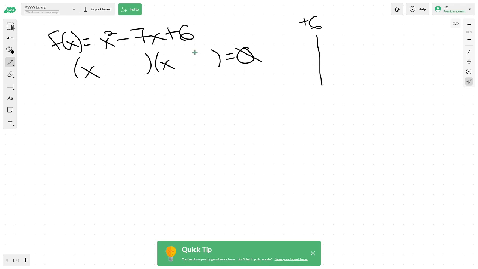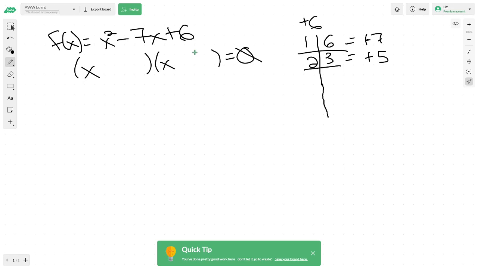So let's see what some of our options are. +1 and +6, +2, +3, and those are my factors of 6. If I add these together, I get a +7. If I add these together, I get a +5. So it can't be either of these.